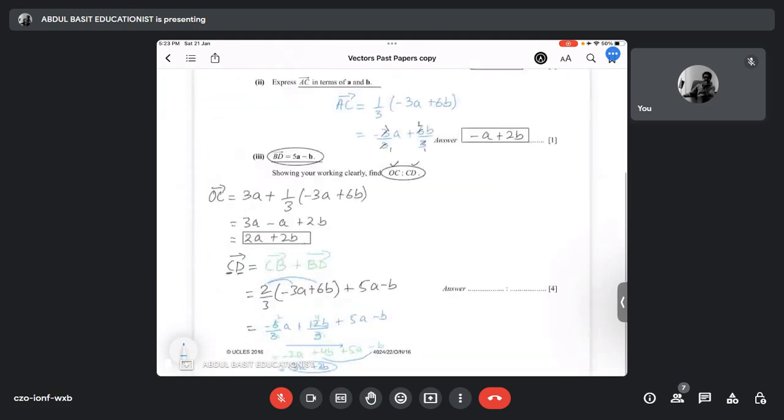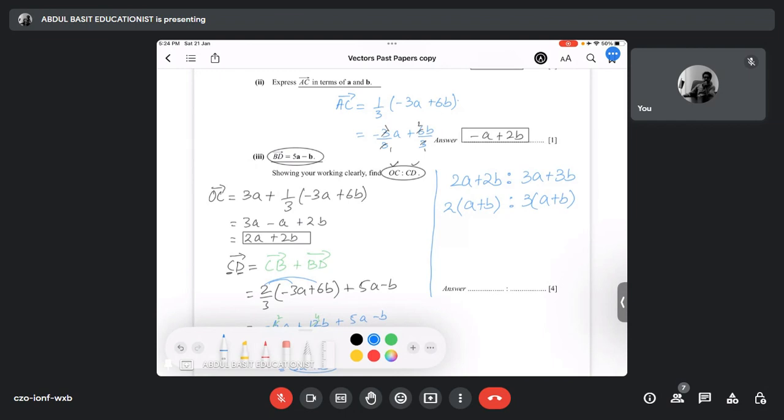Sir, we can take 3 common. Not yet, let's see. O to C vector we have is 2a plus 2b, and C to D vector is 3a plus 3b. Agree? Now I'm going to take 2 as a common, so it is a plus b, and it is a plus b. What is the ratio? Sir, 2:3. Very good. So it is 2:3.